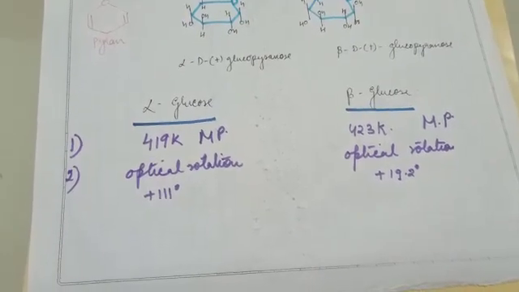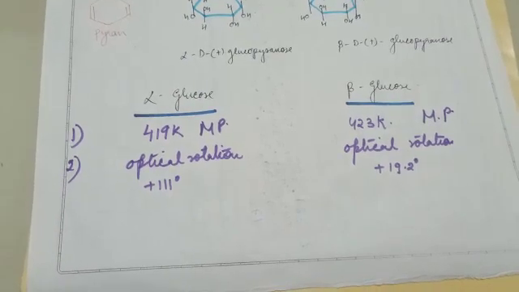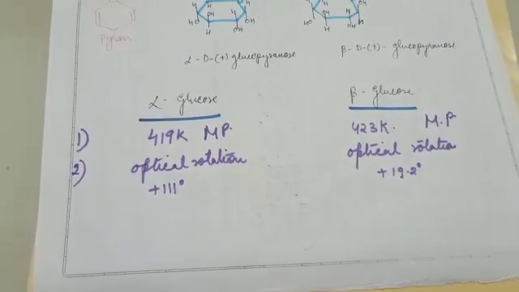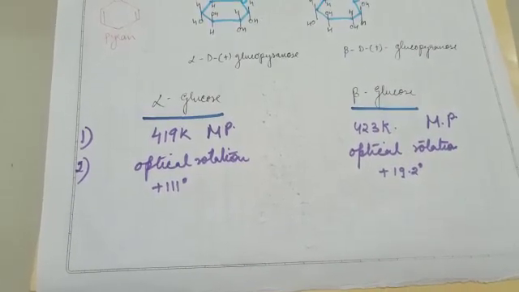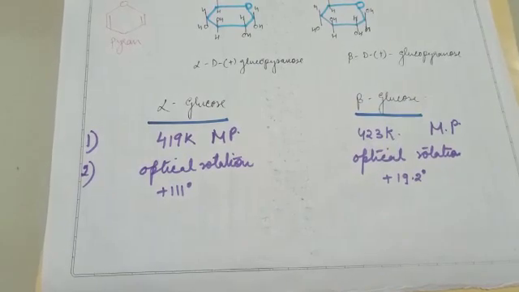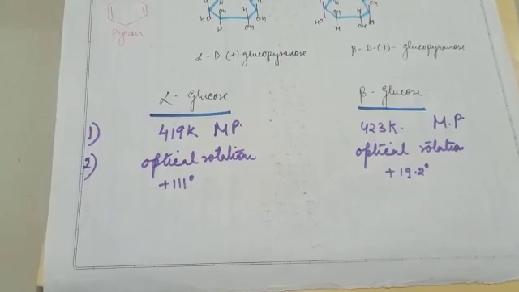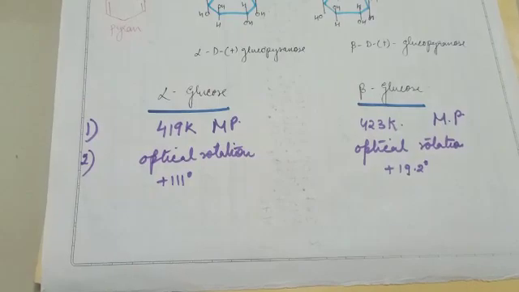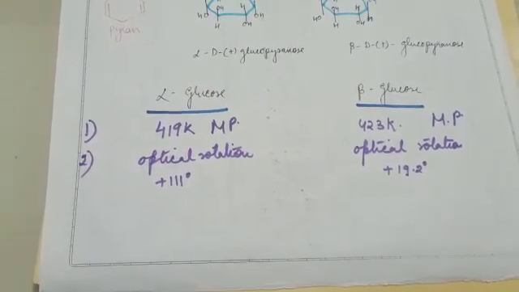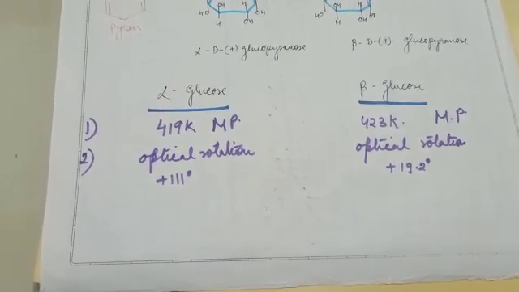Now, the important question is, besides the definition of anomers, differentiate between alpha glucose and beta glucose. So the melting point of alpha is 419 Kelvin and for beta it is 423 Kelvin. We already know how we get these anomers, by the flipping of OH at carbon 1 only. So we get alpha and beta forms which are in equilibrium with the open structure. Now see the optical rotation. The optical rotation is 111 degrees for the alpha, and here you have optical rotation of 19.2 degrees.